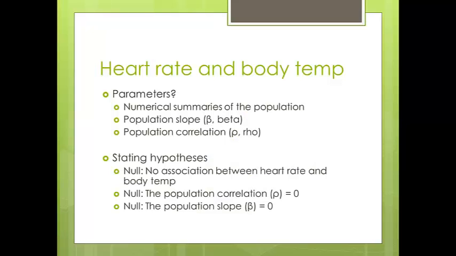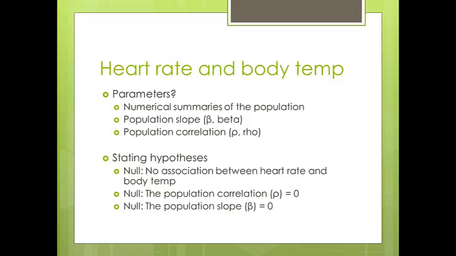Well, first we need to remember what parameters are. Parameters are numerical summaries of the population. In other places in the course, we've called pi, a parameter measuring the proportion of people who have a particular characteristic in the population, or mu, the mean of some characteristic in the population. Here, there's two possible parameters we could talk about when we have two quantitative variables: the population slope, denoted with the Greek letter beta, or the population correlation coefficient, denoted by the Greek letter rho.